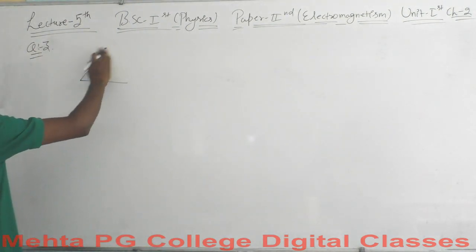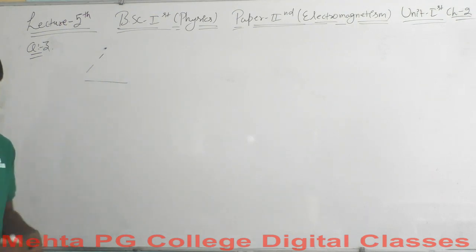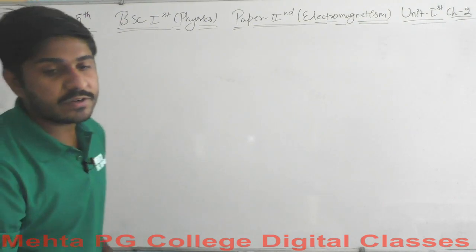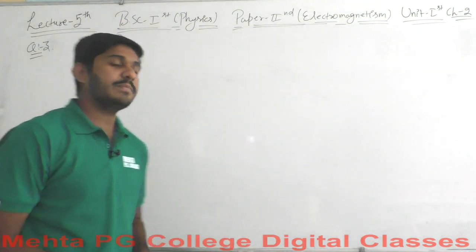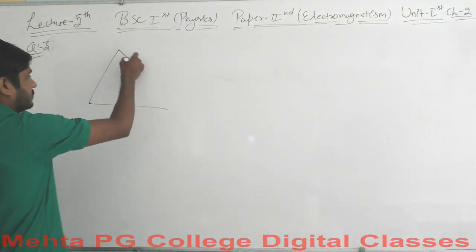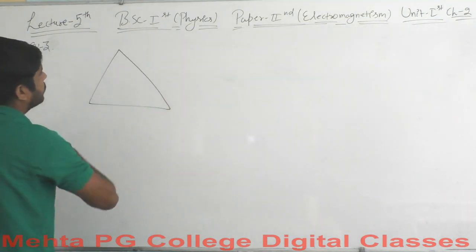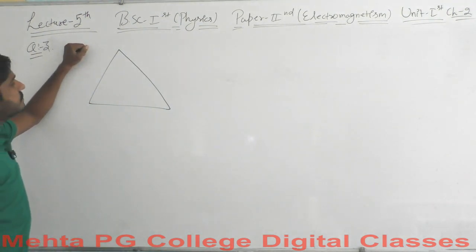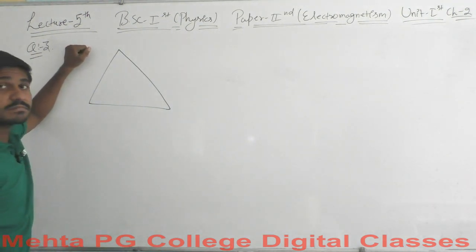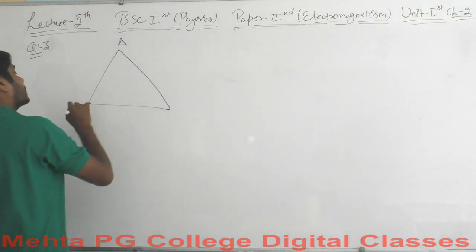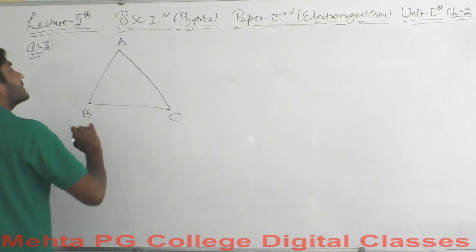Let's say a triangle here. Well, this is not so good. As I told you for the first time, I am not so good at drawing, but it is manageable. Does it look like an equilateral triangle? No, it doesn't. But you can consider that it is an equilateral triangle. Let's say A, B, C are the vertices here.